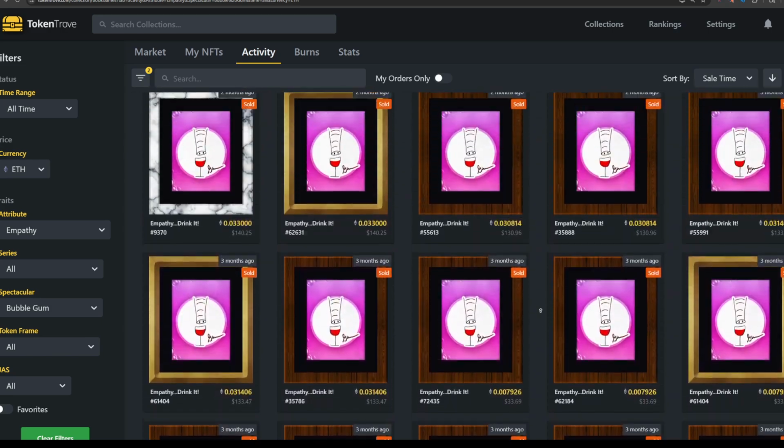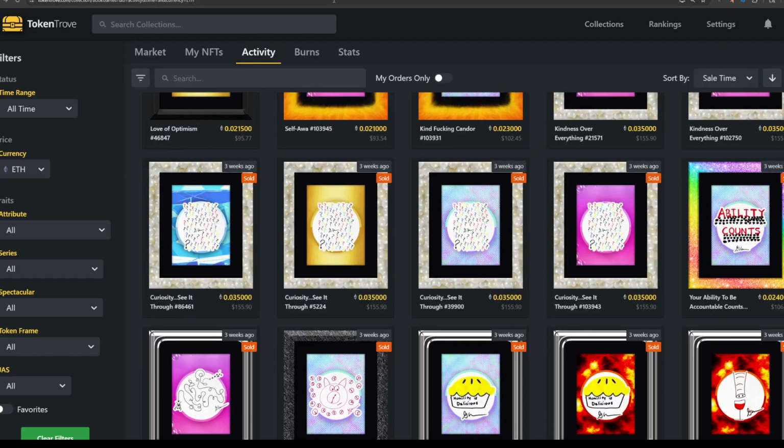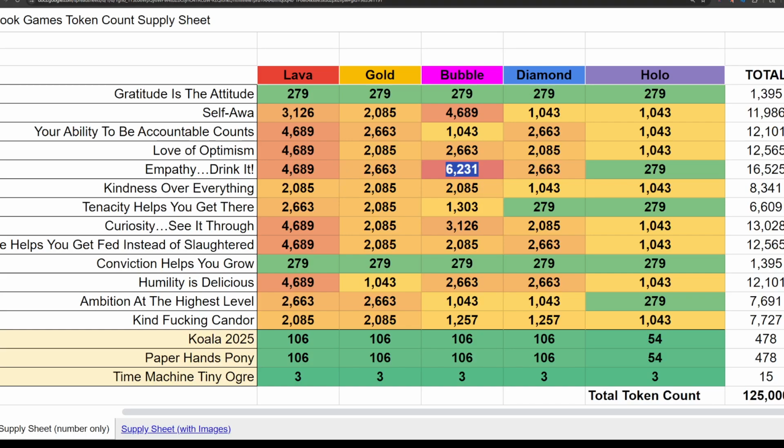When we come back, we're not going to pick this up where we left off. We're going to jump into the order book for sale time a week ago. But I figured spending some time on the BookGames token count supply sheet is worth it, as we'll keep going back to this over and over and over again until it's burned within our mind's eye. This has been BookGames Spectator.